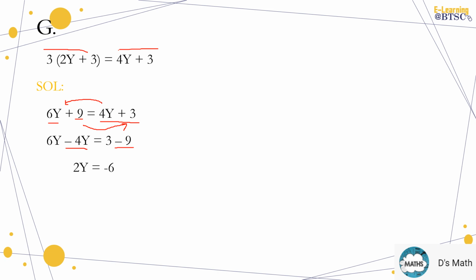6y minus 4y is 2y and 3 minus 9 is minus 6. Now we know that 2 is multiplying over here. When it will be shifted on the other side, it will be divided. So here minus 6 will be divided by 2. Now you have the answer 3. Negative sign will be as it is.